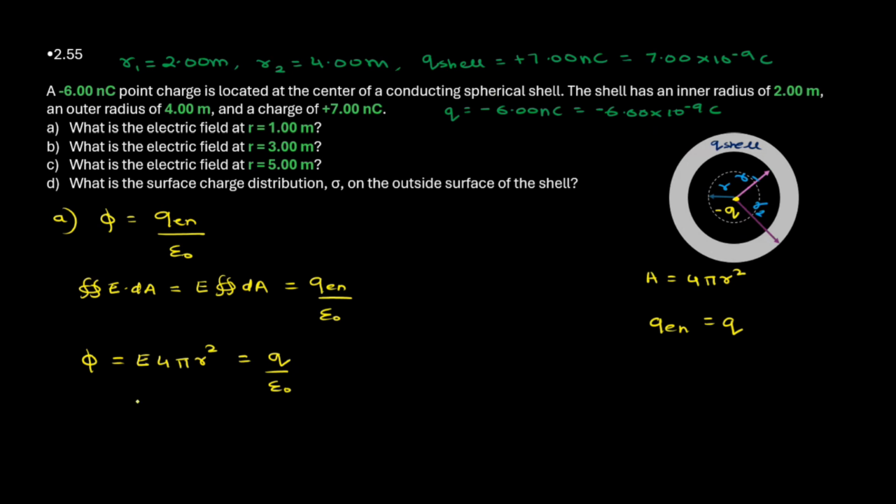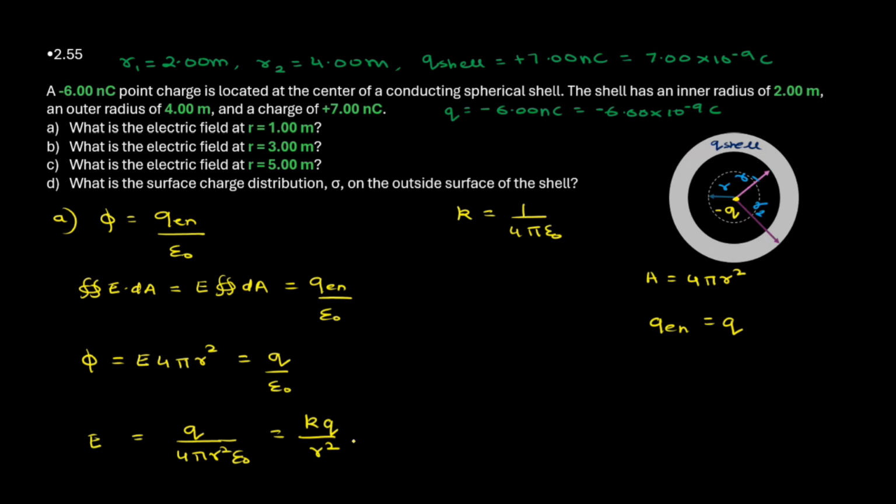So now rearrange to solve for E. You get E equals Q over 4 pi r squared epsilon naught. We know that k, which is the Coulomb constant, is equal to 1 over 4 pi epsilon naught. So we can substitute 1 over 4 pi epsilon naught here as k. Therefore, that gives me the electric field to be equal to kQ over r squared, which is nothing but the electric field due to a point charge.